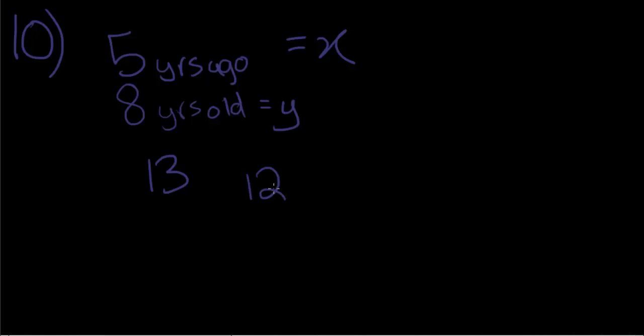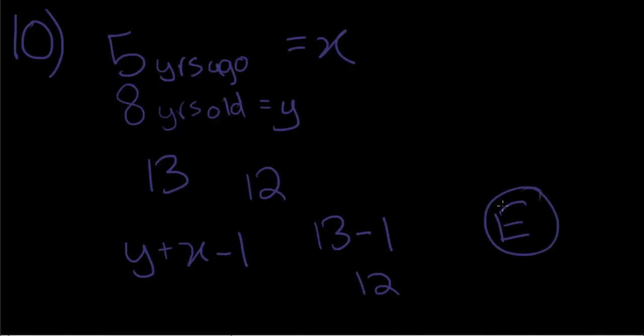Now we need to plug in our values of X and Y to try and figure out which one equals 12. So if we look at choice E, it is Y plus X minus 1. Y plus X is 8 plus 5, which is 13, and then minus 1, which is 12, which is the correct answer, and the only one that works. So choice E is the correct answer.